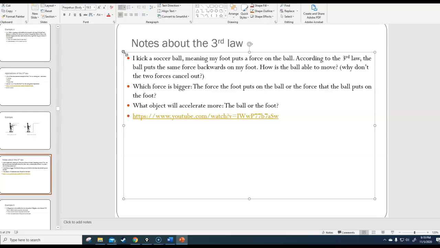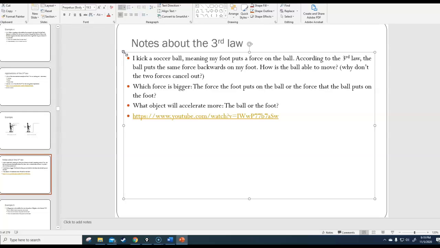Okay, so in this situation, the ball is able to move, and I actually answered this question before, because the two forces, the action and reaction forces, don't act on the same object. One force acts on the ball, one force acts on my foot, and so even though those forces are equal and opposite, they act on two separate objects, so they don't cancel each other out. Now here's another question. Which force is bigger? The force that the foot puts on the ball, or the force the ball puts on the foot? See if you can answer that one.